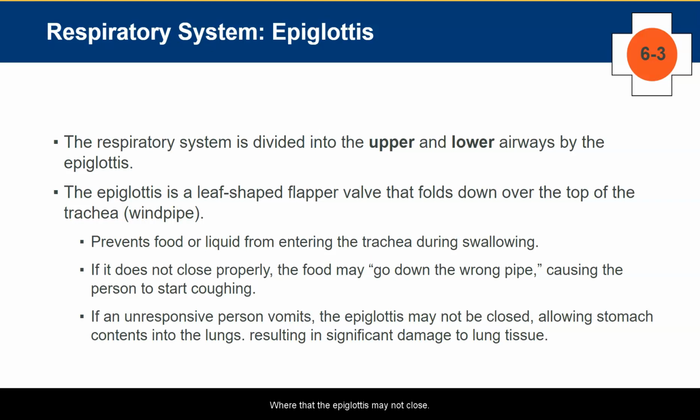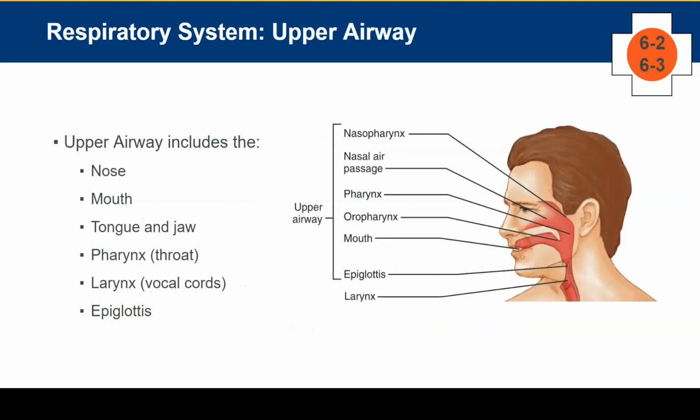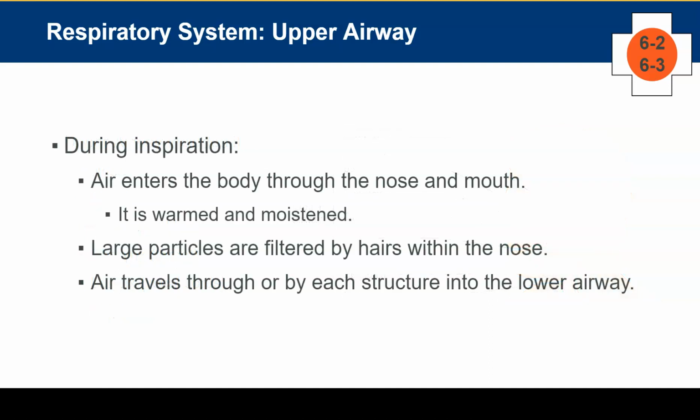Now beware that the epiglottis may not close if a person is unresponsive, and in that case, if that person vomits, we've got some potential for significant damage when the vomit enters the trachea and potentially the lungs. The upper airway is essentially the part that we can make interventions with. We're able to access, using airway adjuncts, everything through the nose and the mouth back to the pharynx, the chamber behind the nose and the mouth at the throat, down to about the vocal cords. The epiglottis, again, is the dividing point between upper and lower airway.